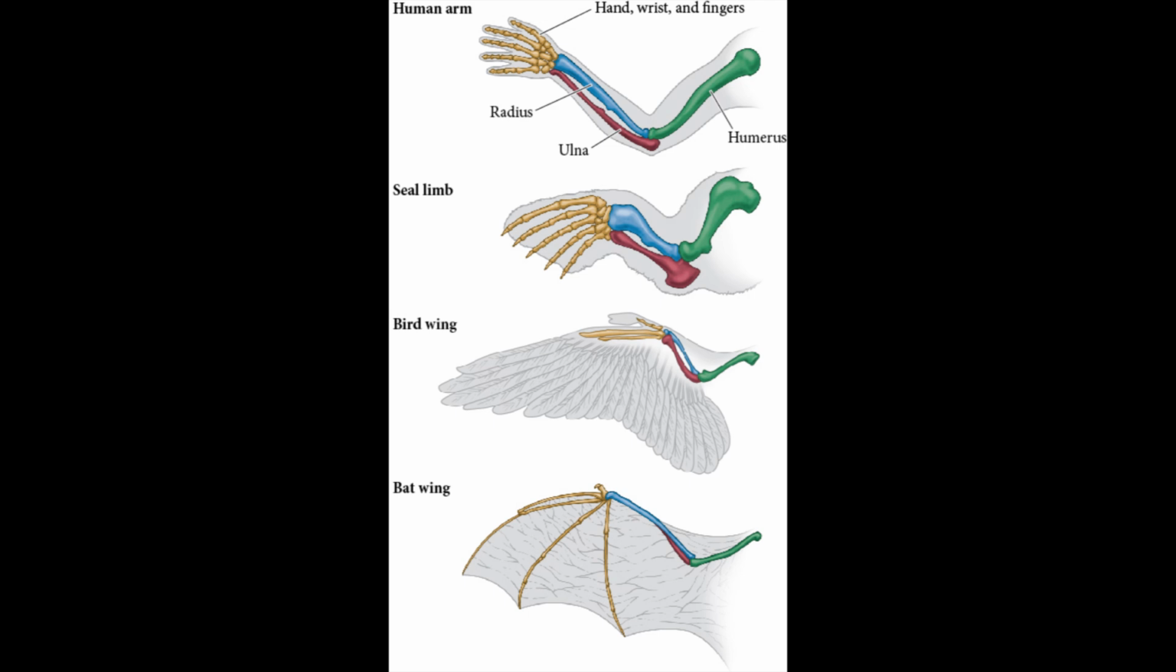You can see from this graph that, in bat wing, humerus is thinner than that in seal limb. You can see from this graph that, in bat wing, there is a wing membrane connecting fingers. In conclusion, this graph is very informative.